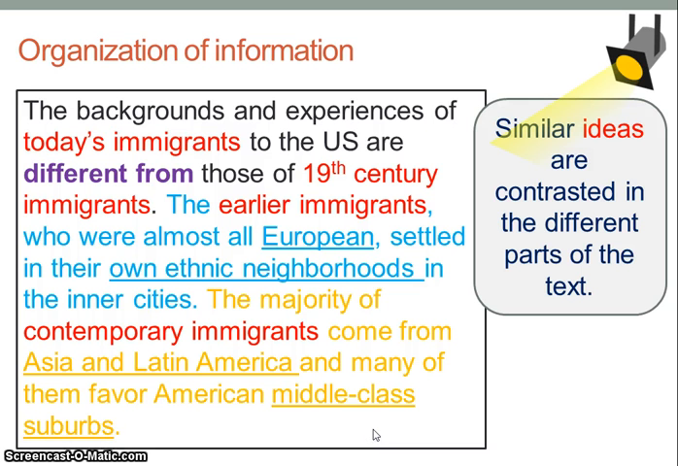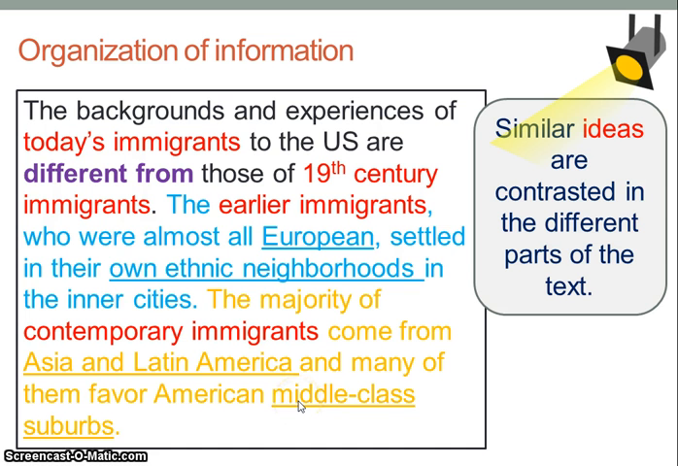And if we want to mark things, we can do it this way. We can see this is the way it was in one time, and here it is another time. Today's, the earlier immigrants, and it tells us all about the earlier immigrants. They were European, and they settled in their own ethnic neighborhoods. Contemporary immigrants, and then we have a part of the text that tells us that they're from Asia and Latin America, and that they're settling in middle-class suburbs.